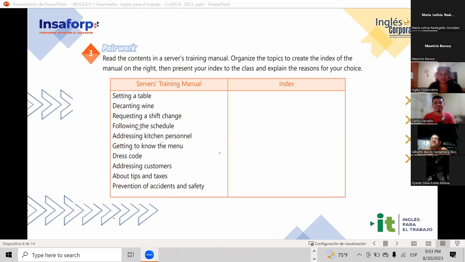Okay. Servers' training manual. These are possible topics that will be included in the manual, okay? Number one, sitting at the table. Number two, decanting wine. Number three, requesting a shift change. Number four, following the schedule. Number five, addressing kitchen personnel. Number six, getting to know the menu. Number seven, dress code. Number eight, addressing customers. Number nine, about tips and taxes. Number ten, prevention of accidents and safety. Okay, these are the topics that are included in the manual for a restaurant, okay?